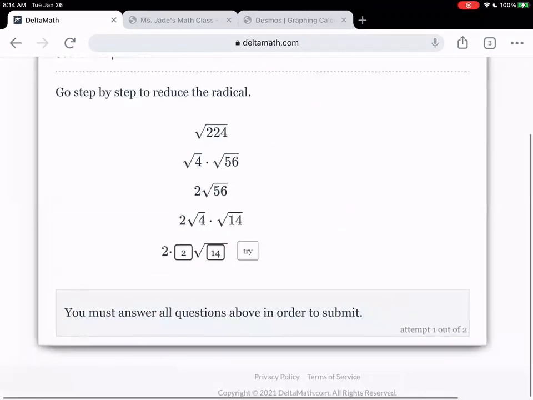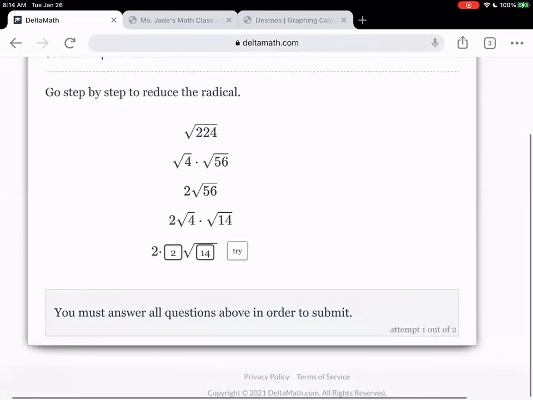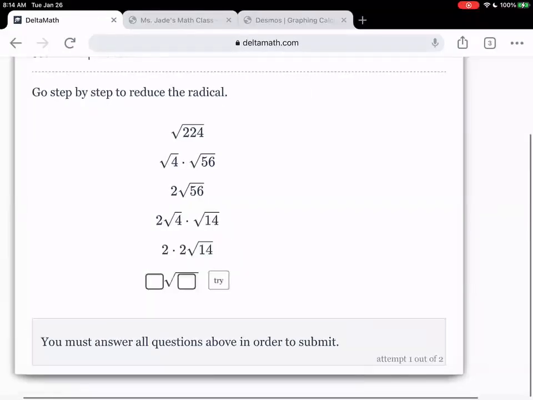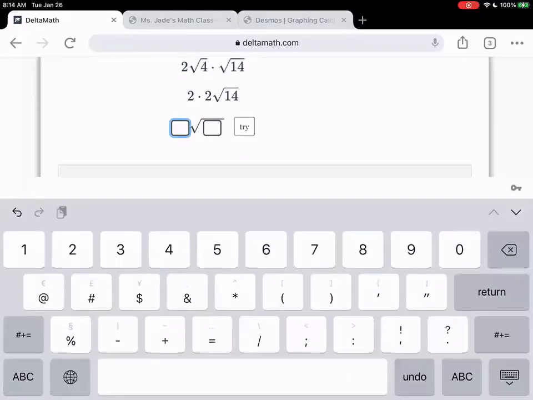Sorry for zooming in. I was just trying to make it let me type. So we have 2 times 2 times the square root of 14. I'm going to press try. And then, okay, so there's one box in the beginning now. So what that means is we need to combine 2 times 2. Okay, there we go. So 2 times 2 is 4. So I'm going to put a 4 in that box. And then the radical remains unchanged for now as 14.